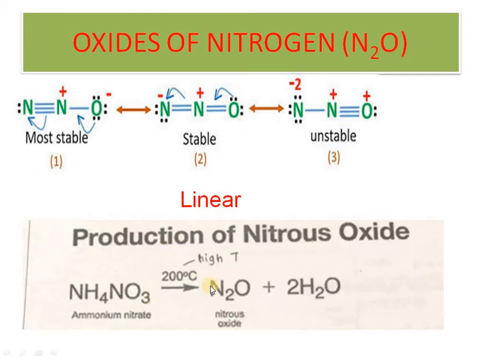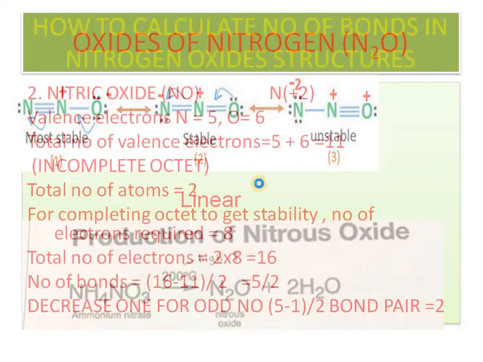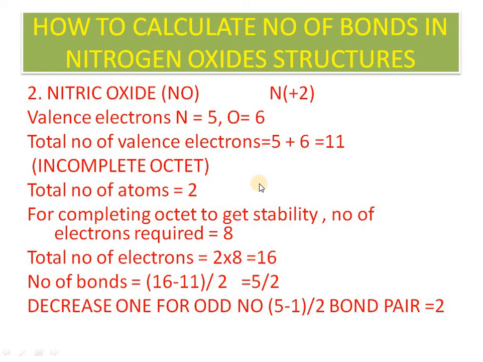So now we have discussed already here ammonium nitrate heating. We are getting nitrous oxide, which is a laughing gas, and the structure will be linear. Now the next thing is nitric oxide. So let us calculate in the same manner. Nitrogen is 5 and oxygen is 6, total 11, and 2 atoms are there.